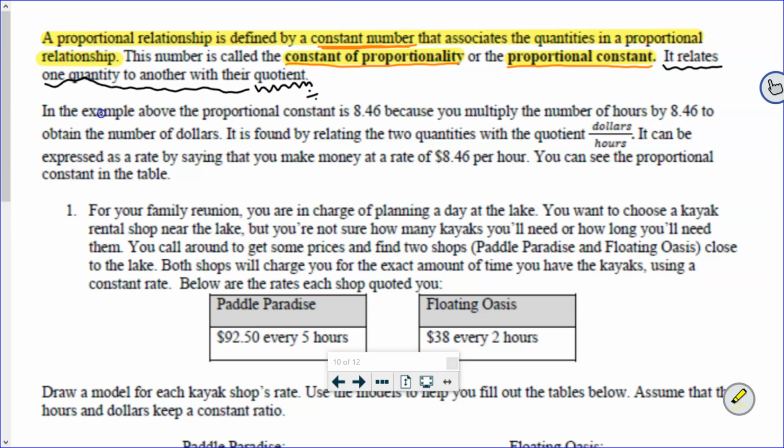It says, in the example above, the proportional constant was 846 because we multiply the number of hours by 846 to get to the number of dollars. And that's what I've always said. It's the number that we multiply by. Well, how did we find that? How did we find that 846? We found it by looking for the quotient.